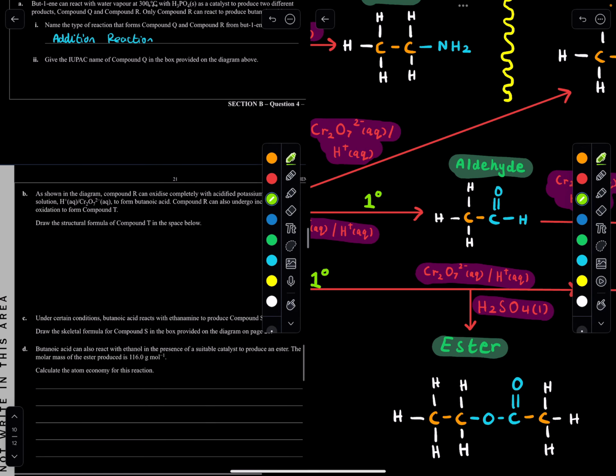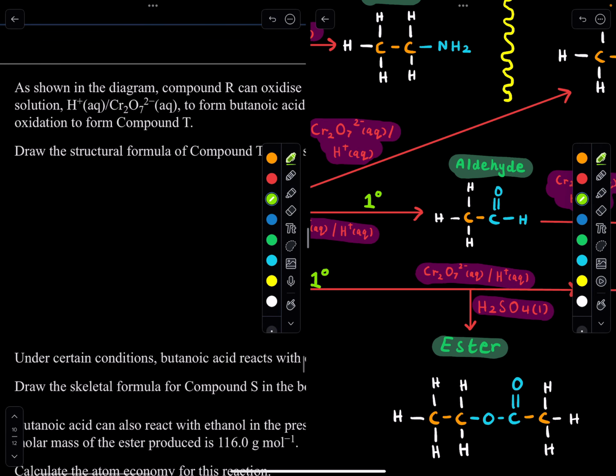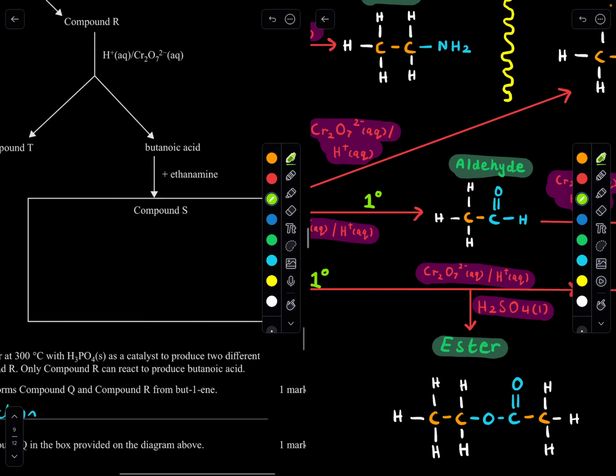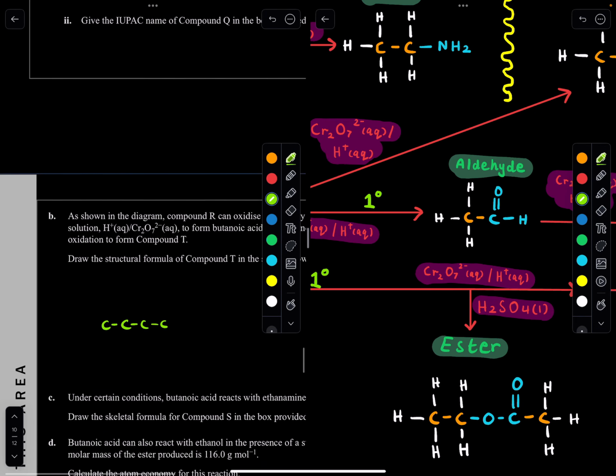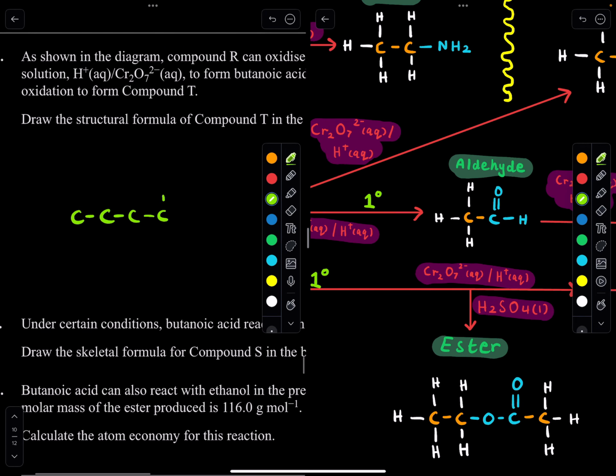So let's have a sketch of it here. It's going to be 4 C's, 1 2 3, yep, and it's going to have an aldehyde group. So it's going to have a double-bonded O here, and H, and these are all formed. Done. Nice and easy.